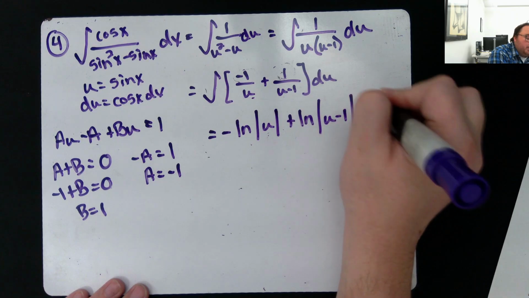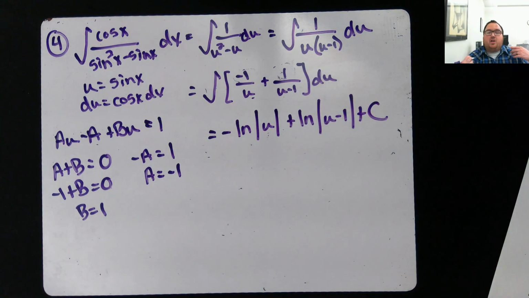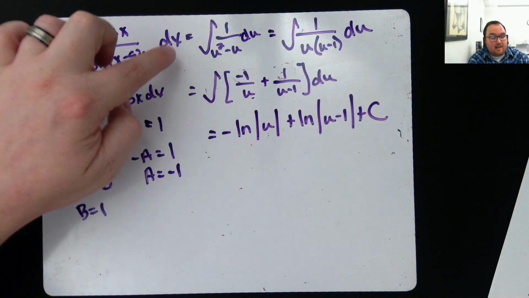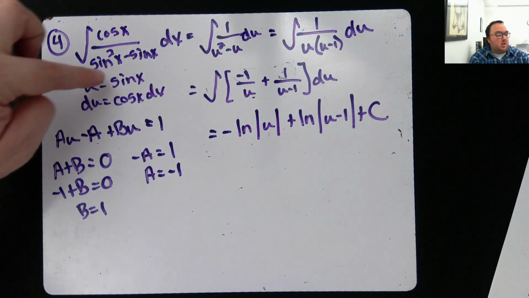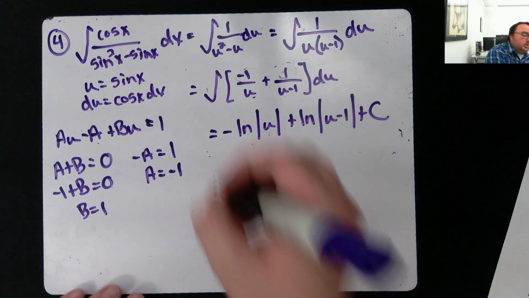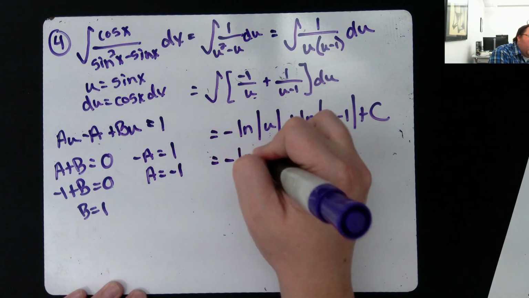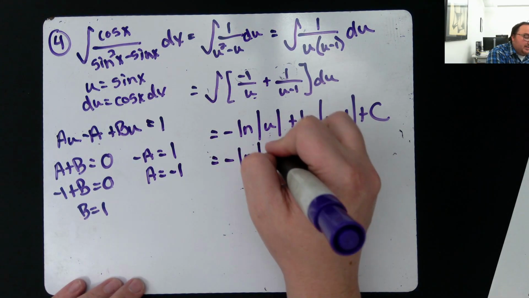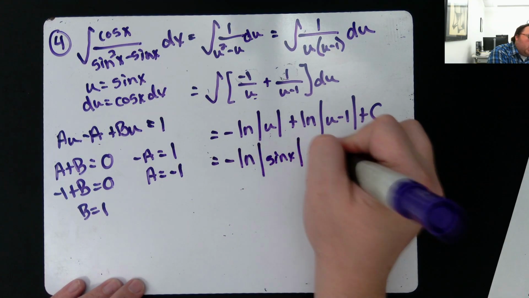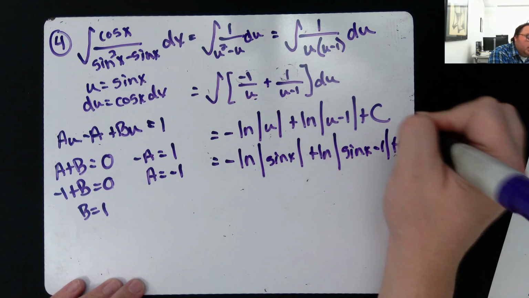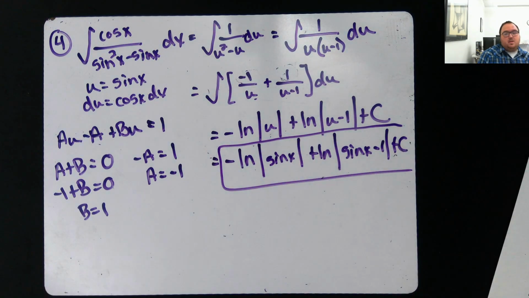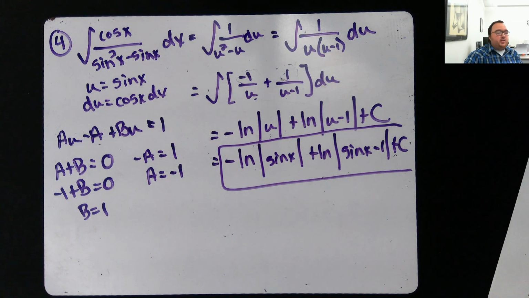So this isn't bad. This is just negative natural log absolute value of u plus natural log absolute value of u minus 1 plus C. But I cannot stop yet because this was dx. This is in terms of u, so I have to plug back in what the u was. So this becomes negative natural log absolute value of sine of x, plus natural log absolute value of sine of x minus 1, plus C. Once again, if any of it doesn't make sense, please let me know. I will be happy to help out.